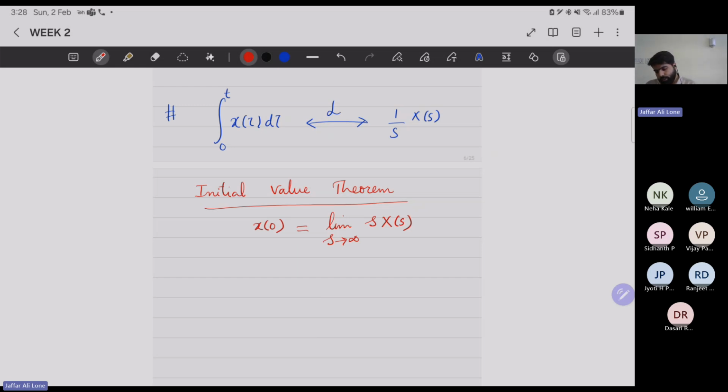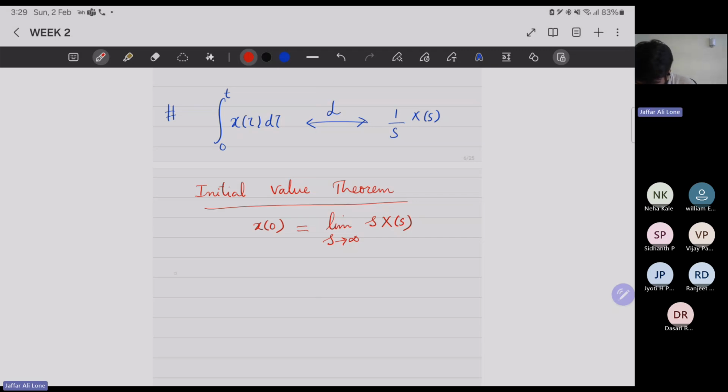So the initial value theorem helps us find the initial value of a function using the Laplace transform, and it's found using this formula: the initial value x naught is the limit as s tends to infinity of s times Xs, where Xs is the Laplace transform of the function xt. So if you are given the Laplace transform of a function xt and you're asked to find the initial value of this function, then you can use the initial value theorem.